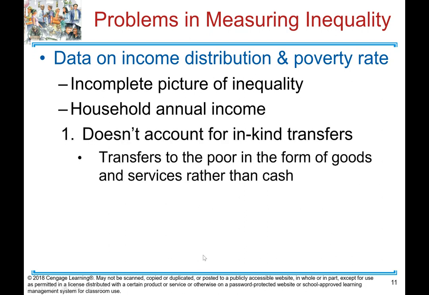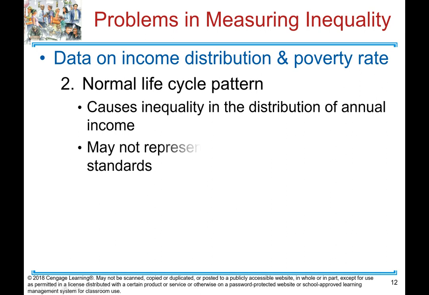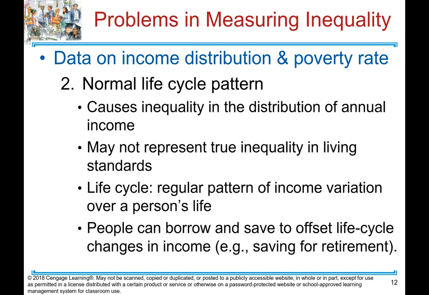Problems in measuring inequality. Data on income distribution and poverty rate is an incomplete picture of inequality. Number 1, household annual income doesn't account for in-kind transfers, and that is transfers to the poor in the form of goods and services rather than cash.